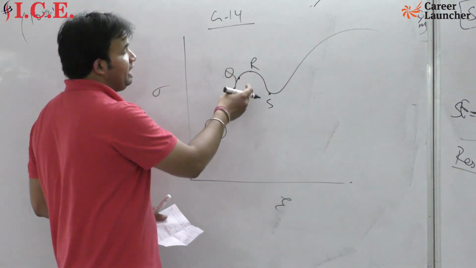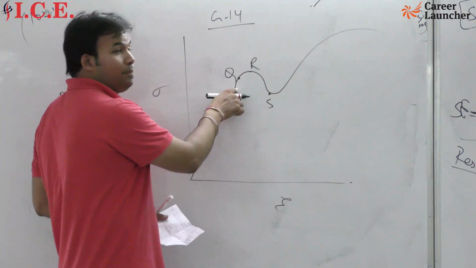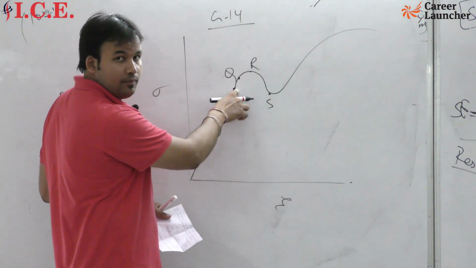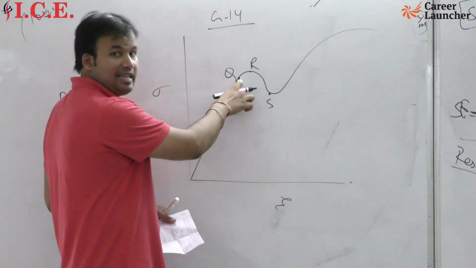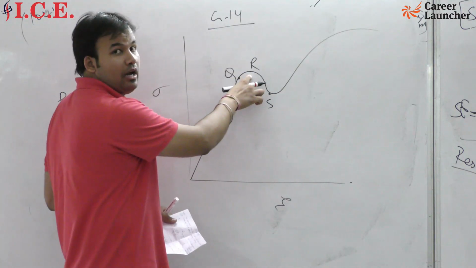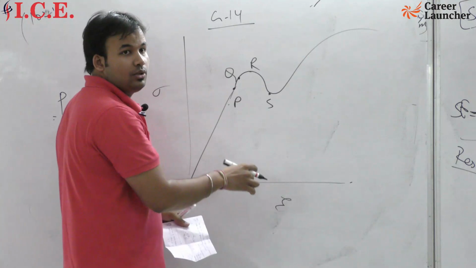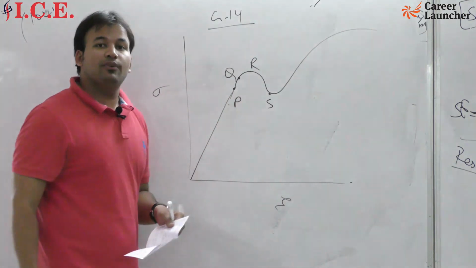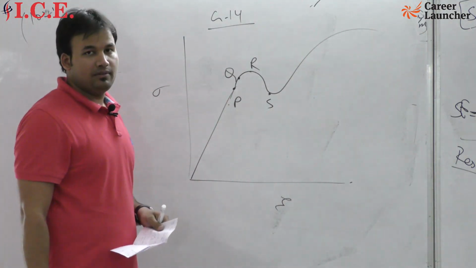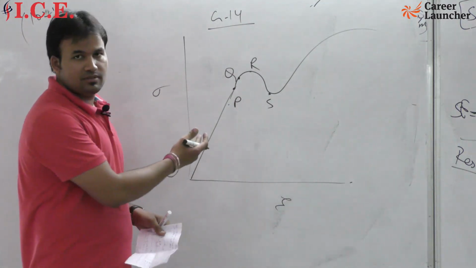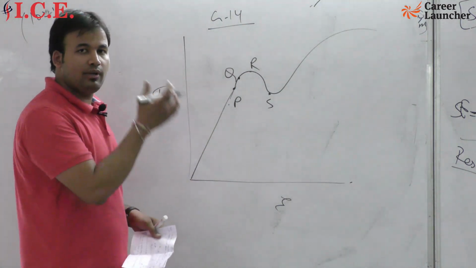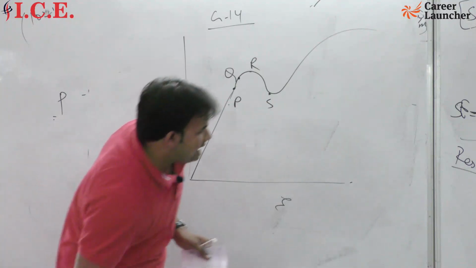So definitely we can tell them, sir, the point P will be your proportional limit, Q will be your elastic point, R will be your upper yield point, and S will be your lower yield point. So this question came in GATE 2014, in the mechanical paper. If such a question comes, you will solve it easily. One more question that I am telling you.